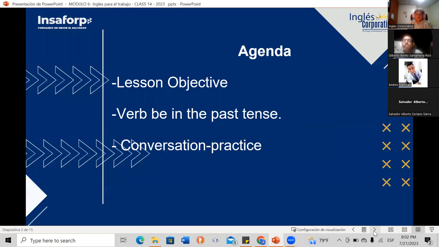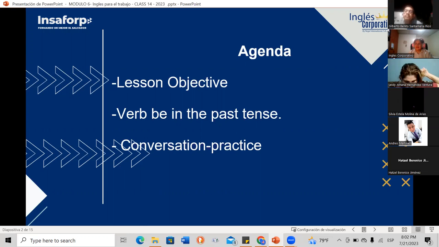The agenda for today: we have a lesson objective, then we have verbs in past tense, and we have a conversation practice at the end using the past tense of verbs.